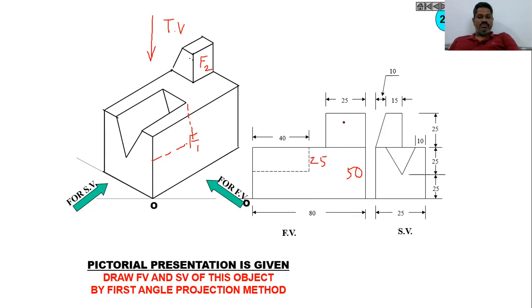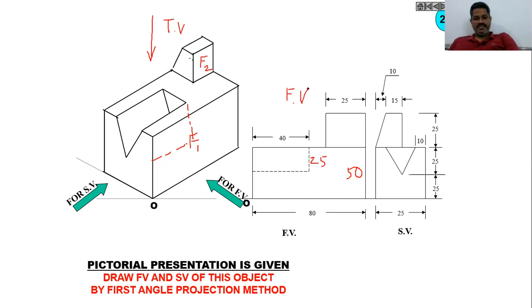Then on the top of this rectangular block we also have one small rectangular block that is 25 mm width and 25 mm height. That is also given to us. This is our front view of the given component.